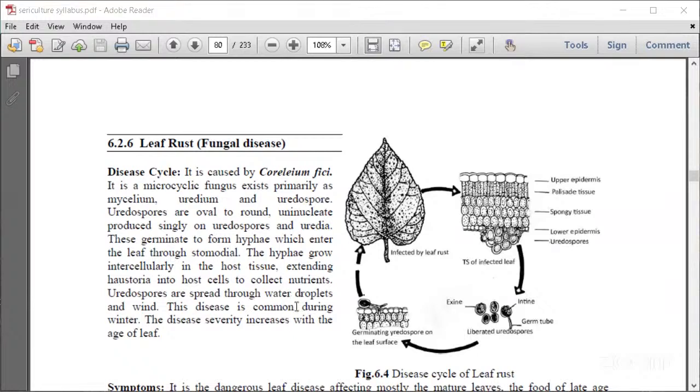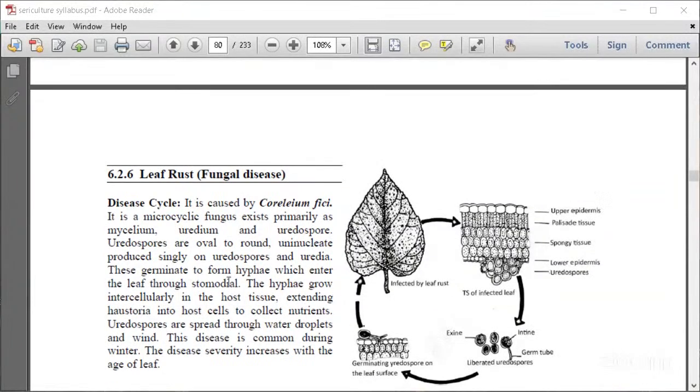So this primarily mycelium has the uridium and iridospores. These iridospores are oval to round in shape. They are uninucleate, produced singly on iridospores and uridia.